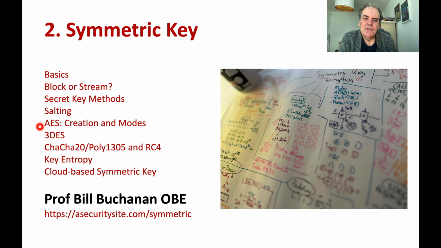And then the various modes that we have along the way, and we'll see how they are used. Touch base on 3DES. It's kind of an older cipher, but still in use in some places. And then on to an alternative to the AES standard, and that's with ChaCha20. Finally, we'll look at key entropy, and that's looking at the strength of the key, and then on to how we can use symmetric key encryption within public cloud infrastructure.